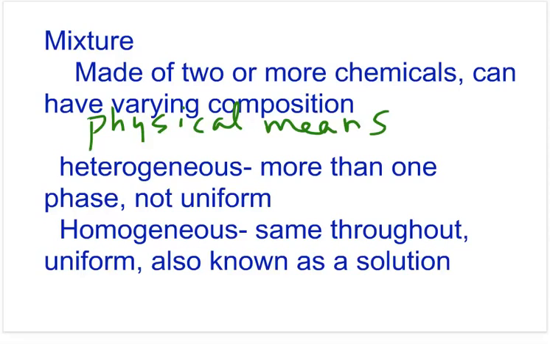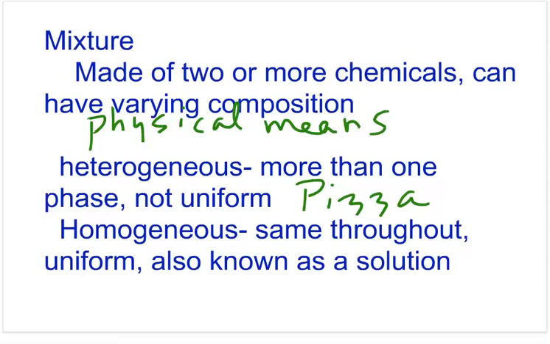There's two basic types of mixtures, heterogeneous and homogeneous. The heterogeneous mixtures, you have more than one phase. You can easily distinguish the parts of the mixture. They're not uniform. An example of this would be like a pizza or a tossed salad. Those are heterogeneous, or a piece of granite where you can see the different minerals in the granite.